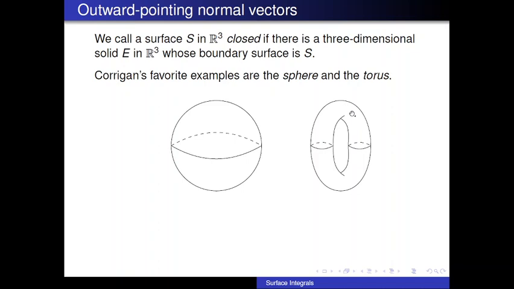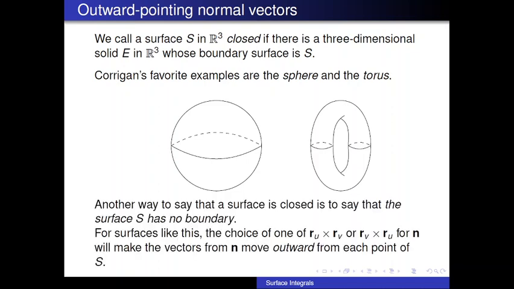You can see that both of these have a very clear inside and outside, right? Notice too that they don't have an edge on them. There is really no edge to these surfaces. Like the cone that we saw in the last video had an edge that was the circle at the top. Well, these don't really have that quality. And so another way to say closed surface is to say that the surface S has no boundary itself or no edge to it, right?